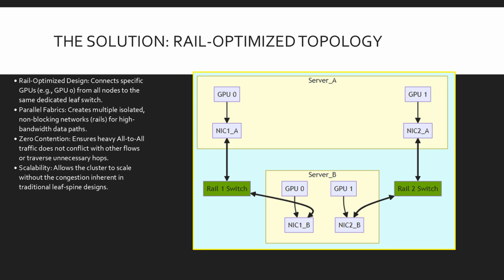This diagram maps out a rail-optimized topology. You see two servers, server A and server B. Instead of sharing one big pipe, GPU 0 in both servers connects exclusively to the rail 1 switch. Simultaneously, GPU 1 in both servers connects to the rail 2 switch. These parallel, isolated paths ensure there is zero contention between the rails, providing a true non-blocking fabric for massive all-to-all communication.